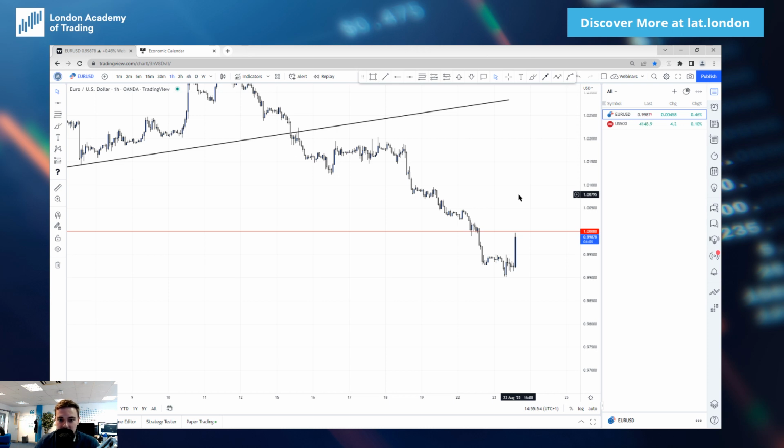So does this continue lower? If Jerome Powell comes out slightly hawkish, tries to pour cold water on stocks and commodities and keep those asset prices down, that's likely to continue this move lower and likely to drop euro dollar a good bit below parity.